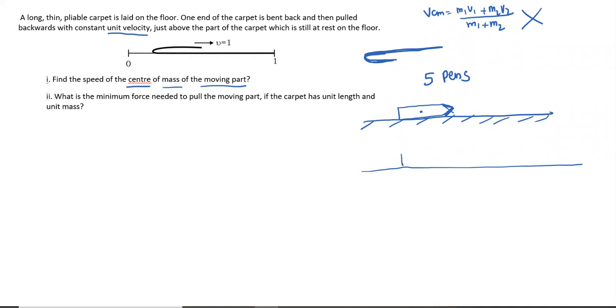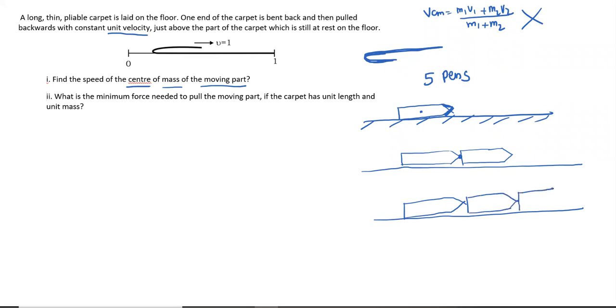Next, I will add one more pen. To this already one pen is there, I am just placing one more pen. So here we are not giving any velocity. Now the center of mass of the system has moved to this point. You are not giving velocity, but center of mass has changed. We'll add one more pen now. So each and every time when I'm adding a pen, the center of mass is shifting forward.